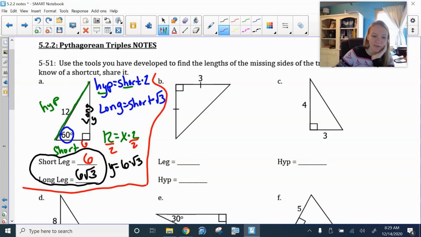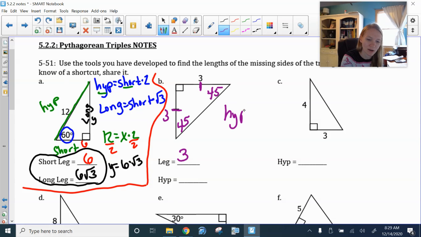Part B. They don't tell us that it's any kind of 30, 60, 90 triangle. However, they do tell us that we have equal measures, that we have two sides that match. So that means the leg has to equal the other one. So our leg is just 3. Then to get the hypotenuse, we could do a couple of things. We could do our Pythagorean theorem, or we could use the fact that if the legs are equal, this must be a 45, 45, 90 triangle. So our hypotenuse just equals the leg times the square root of 2.